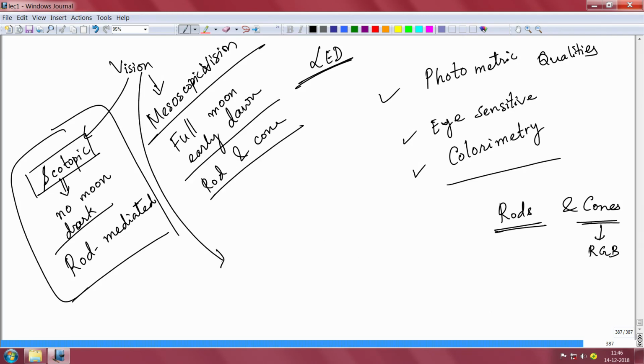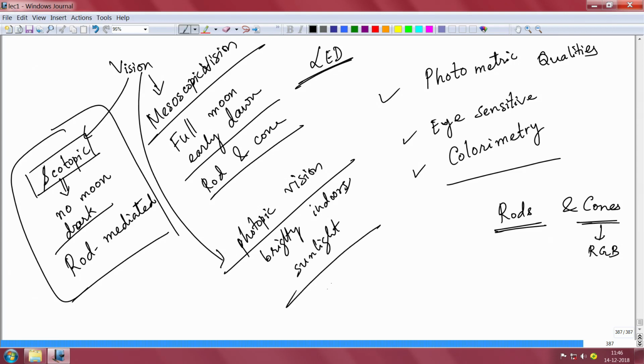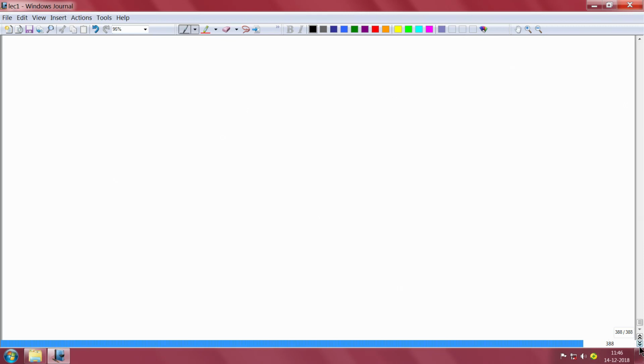And the third category is called photopic vision of the human eye, which kicks in when you have a brightly lit office, bright indoors, or proper outdoor sunlight. Here you primarily have a cone mediated vision. So you have a strong sense of color, and that color is mediated primarily by RGB. The human eye senses that. So that's about human vision.